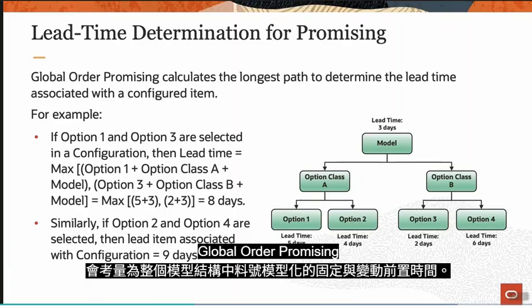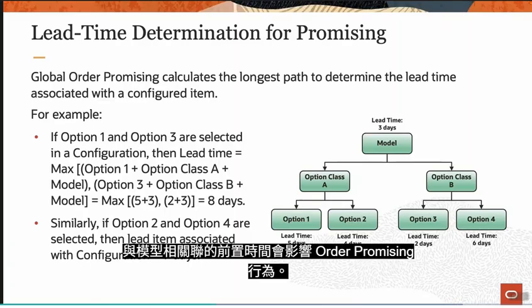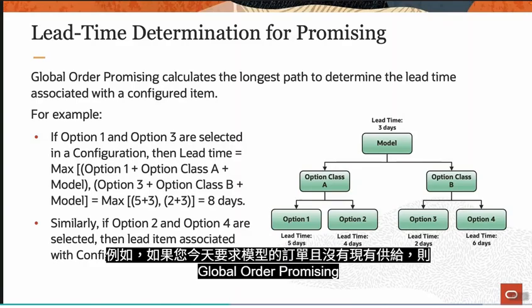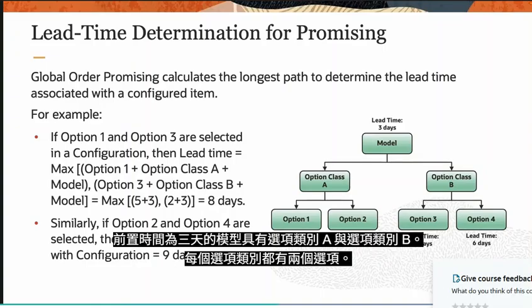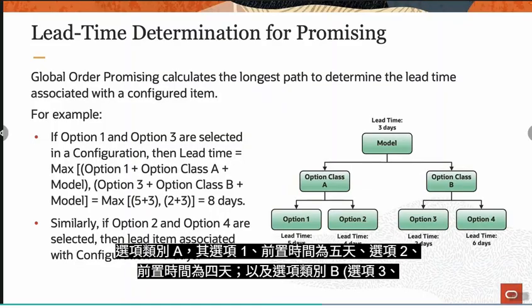For example, if you request an order for a model today and there are no existing supplies, then global order promising ensures that the order is promised only on or after the model lead time. The model, which has a lead time of 3 days, has option class A and option class B. Each of these option classes has 2 options. Option class A has option 1 and option 2, with a lead time of 4 days. And option class B has option 3, with a lead time of 2 days, and option 4.